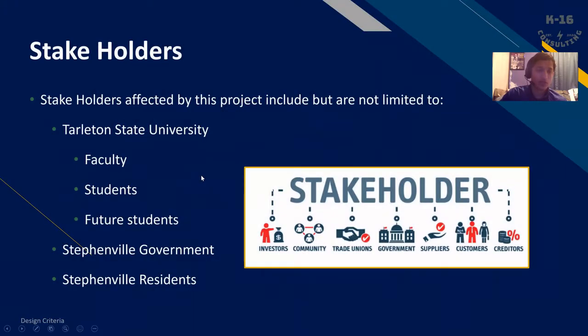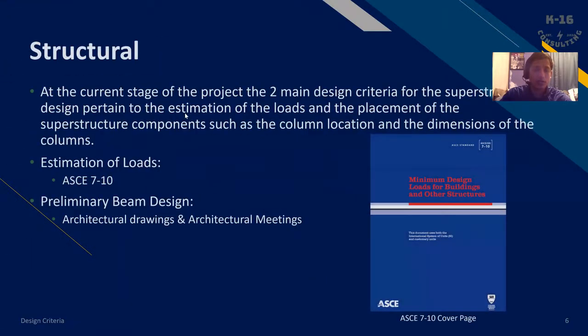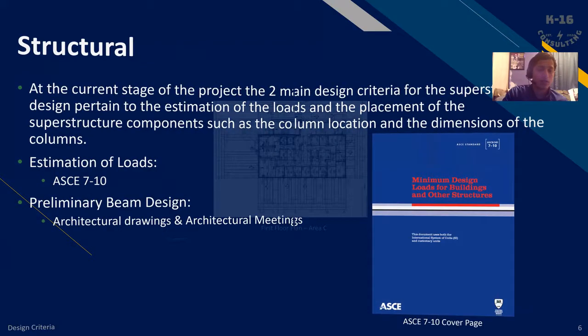The stakeholders for this project are the faculty, the students, and the future students because they will all be affected by the construction of this project. At the current stage of the project, we only have two main design criteria to take into account: the ASCE 7-10 for the estimation of the minimum design loads, and for the preliminary beam and column design, we used the architectural drawings to meet the desired clearances.